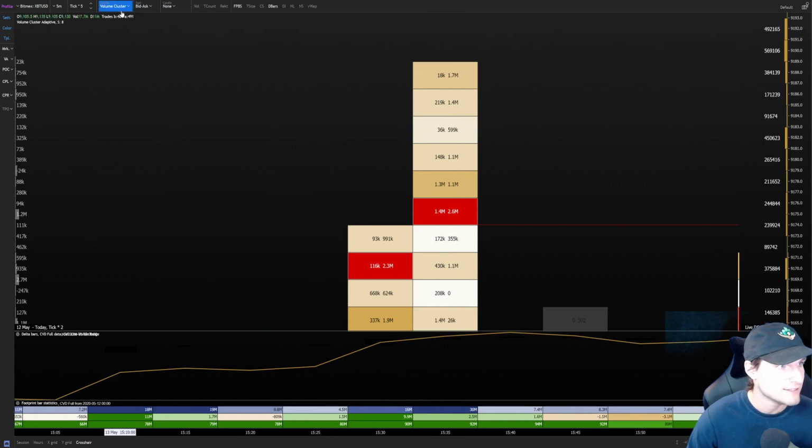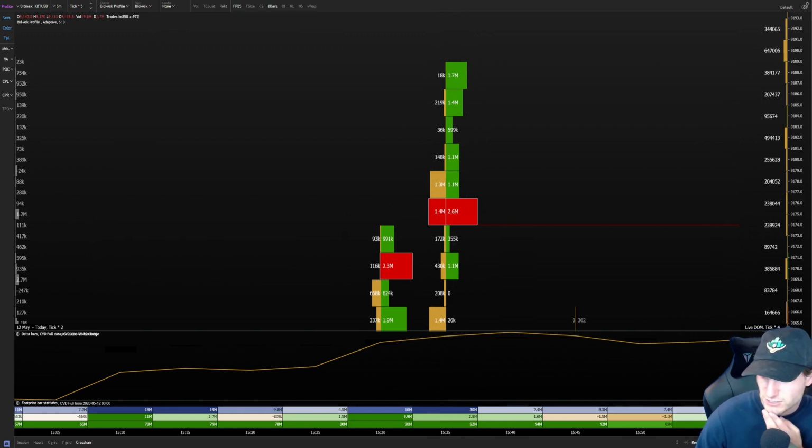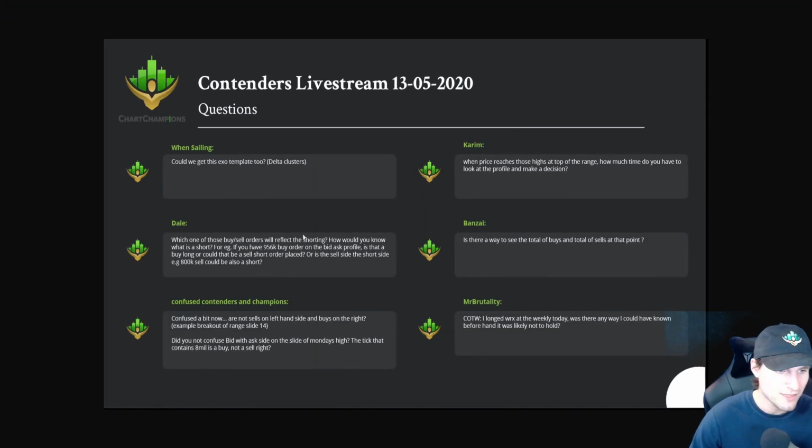Okay, and you can do it like this on the bid ask profile, so it makes it a little bit easier. Obviously green here is our buying, and the gold is the selling here. So those 2.6 million bought, 1.4 million sold at market. Okay, so is the short side, so I think that answers your question.